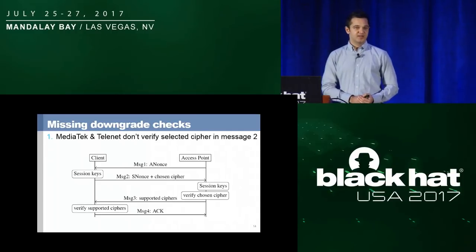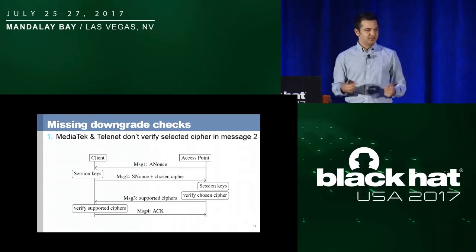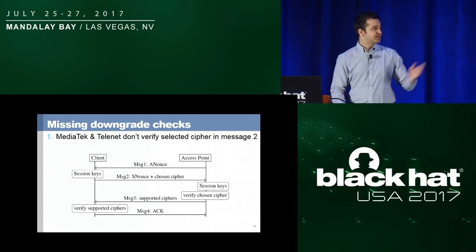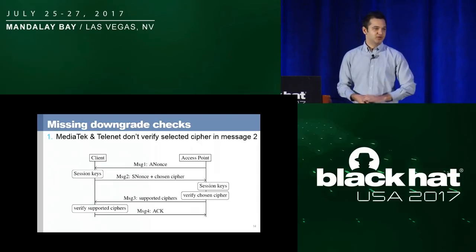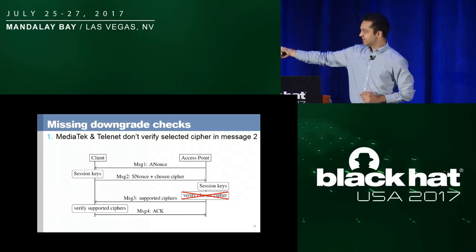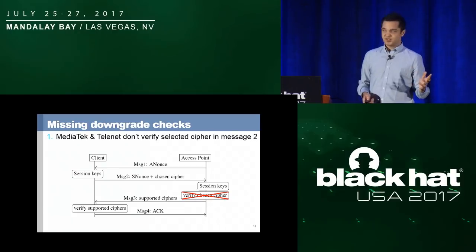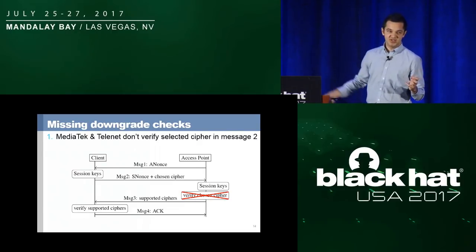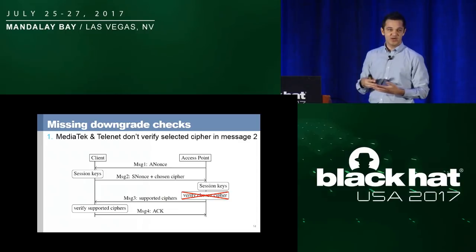So the first one is that the MediaTek and Telenet implementations, they don't properly defend against downgrade attacks. So what is Telenet here? Telenet, it's a Belgian ISP, and they hand out their own home routers with an implementation of the Wi-Fi access point. And here we found that they do not check the chosen cipher that the client sends in message 2. So as I mentioned in the introduction, this check here is only to make the handshake more robust. Or to put it differently, although this check is missing, I'm not able to come up with an actual attack which abuses this.